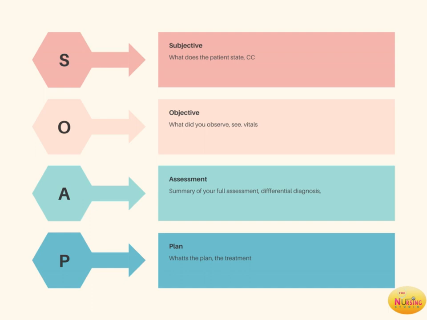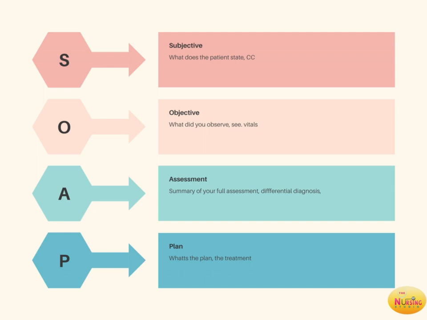O being the objective, what have you observed? So, what do you see? What are you seeing with your patient? Also, vital signs go here, right? So, anything that you have evaluated and put together from your visual assessment and exam goes in the O section.